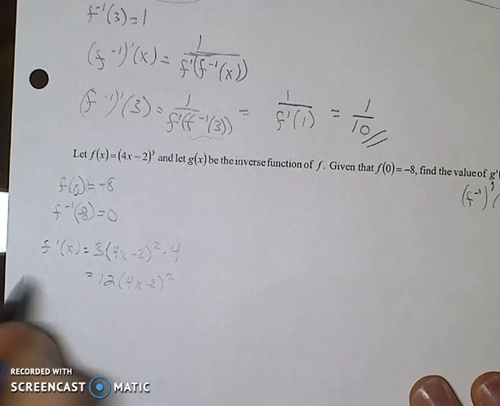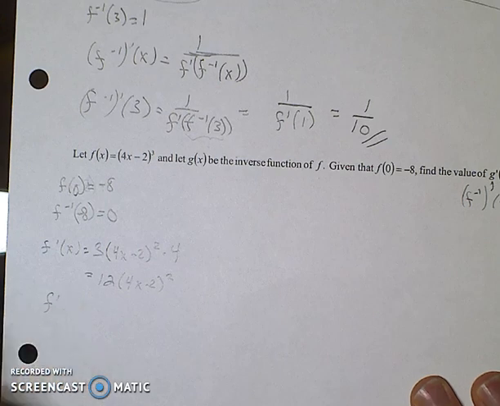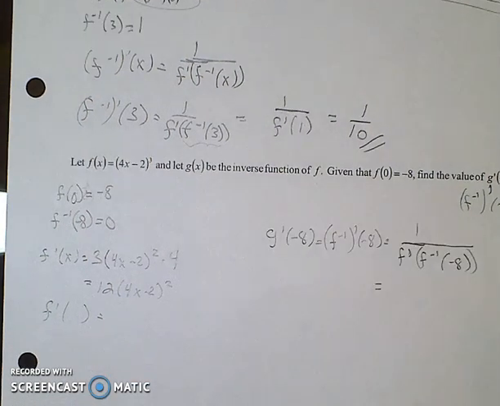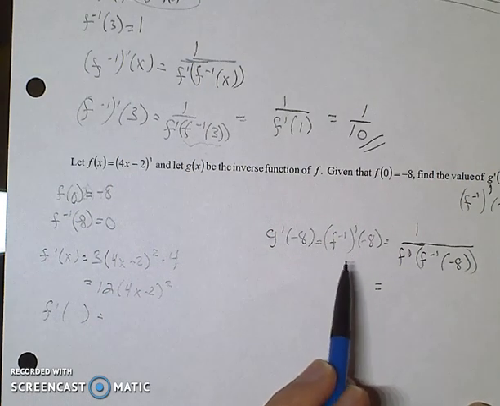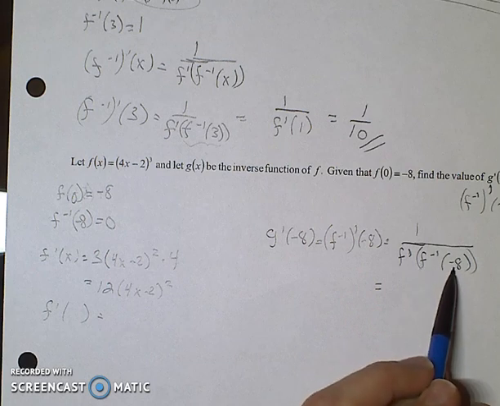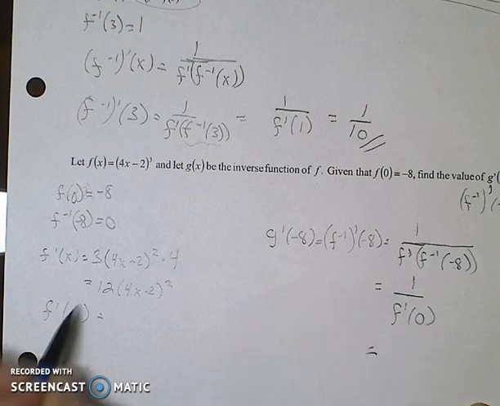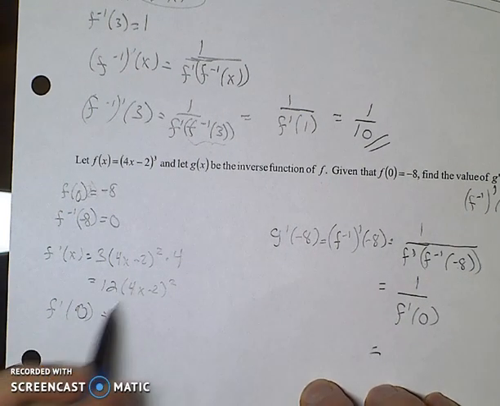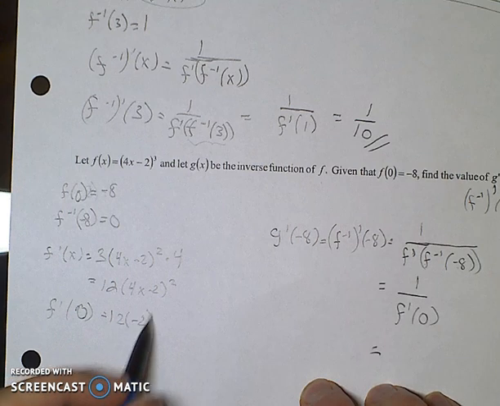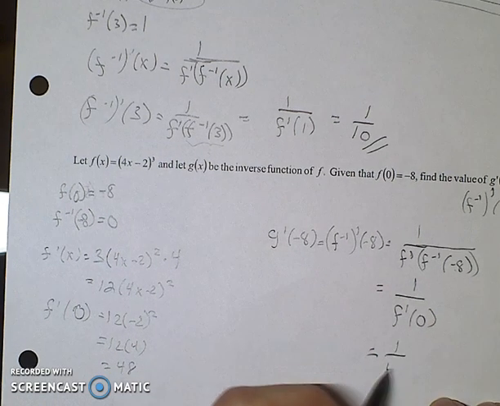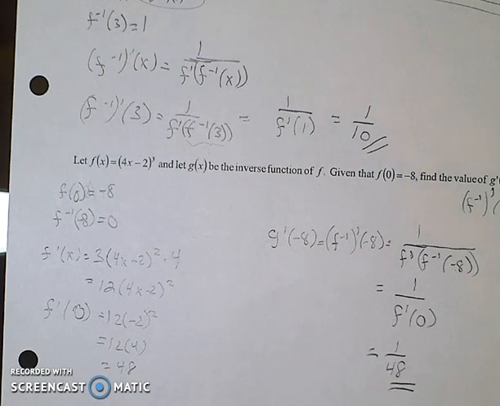And we can also say that the derivative, well, I guess we probably should wait for that. We're going to have to find that. To save time, I already wrote what this is, and you can pause it and figure that out. But the inverse of negative 8 is 0, so we know that we're going to look at f prime of 0. And so now we can finally plug this back in and get 12 times negative 2 squared. So we're going to get 12 times 4, and get 48. And so you're left with 1 over 48.